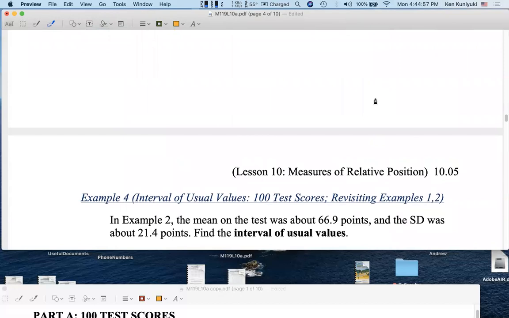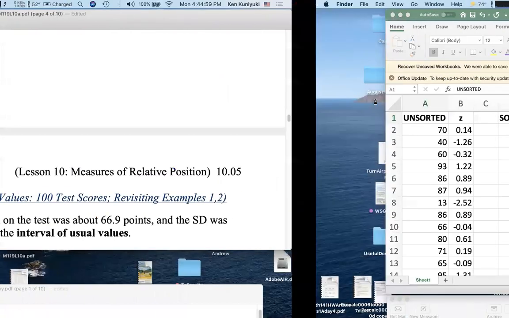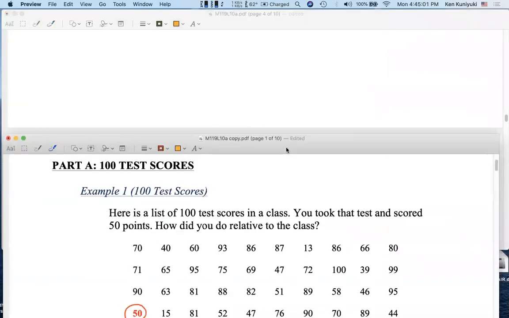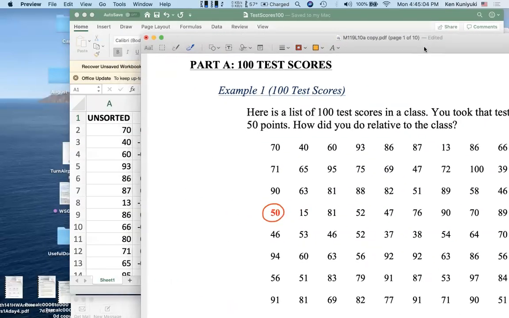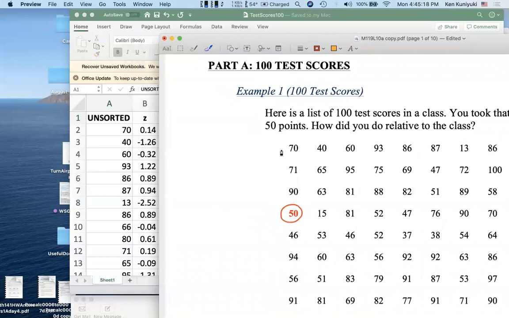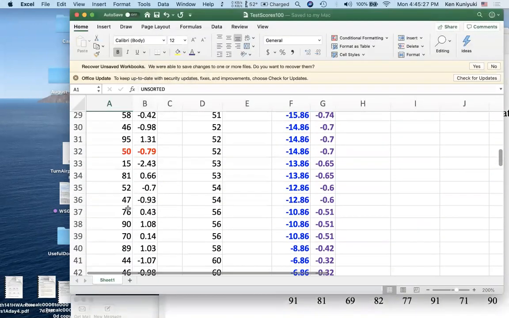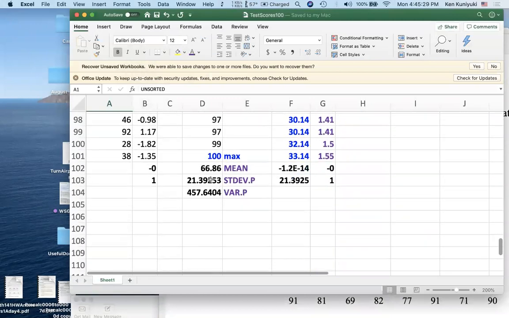Okay, so for the list of 100 test scores, I did bother to type this out in my Excel spreadsheet. So unsorted, here they are: 70 points, 40 points, 60 points. Maybe these are sorted based on the students' last names in alphabetical order, right? And then the corresponding z-scores, which we obtained by subtracting off the mean and dividing those deviations by the standard deviation.